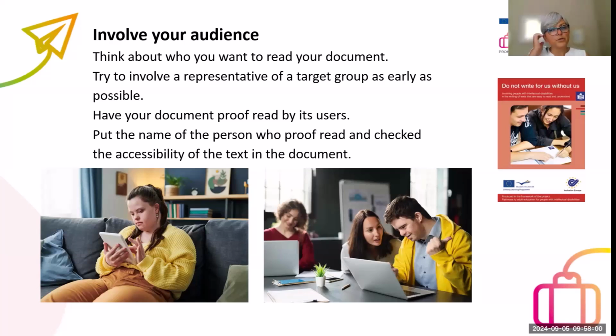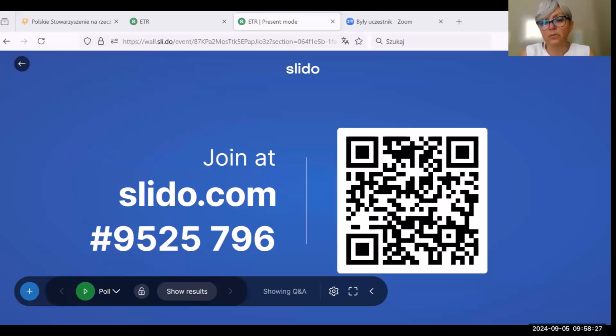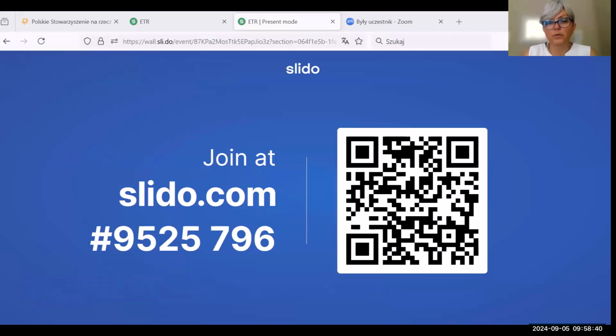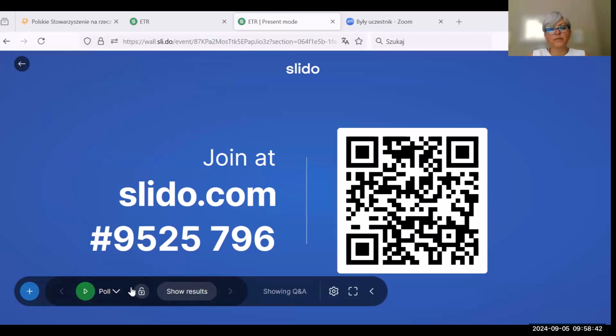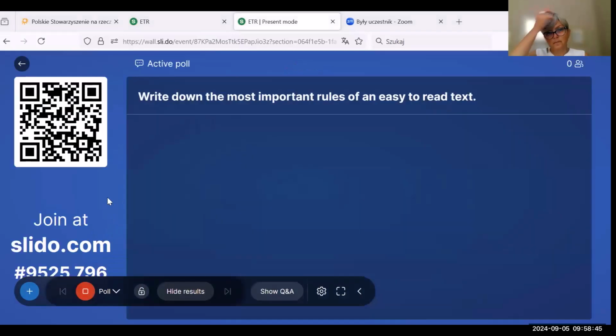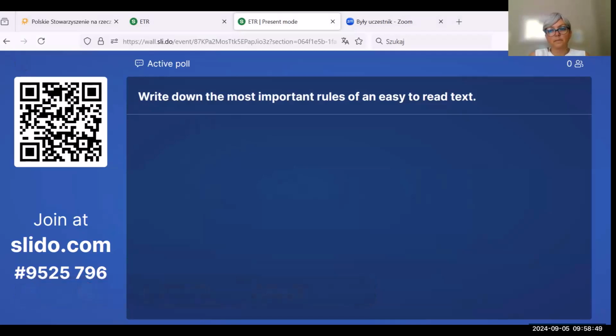And now I will stop sharing the presentation because I want you to go. I have to find it on my screen first. Okay, I want you to go to slido.com and use the code to enter it. So join Slido using the code.